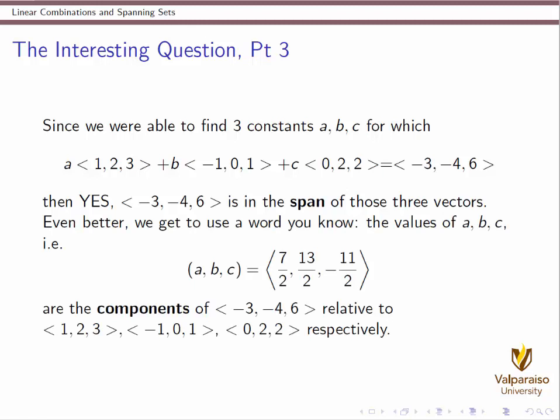So there again is that specific solution for those constants, meaning we can write -3, -4, 6 as a linear combination of those 3 vectors, specifically using these values as the linear constant multiples. And those values are the components of that vector relative to that set of 3. You've used the word components before, so this is a surprising, possibly new context.